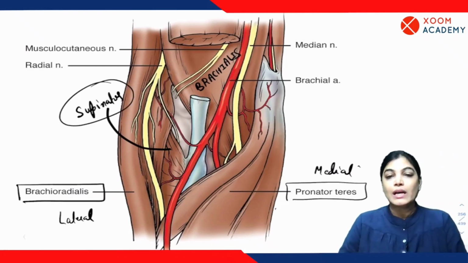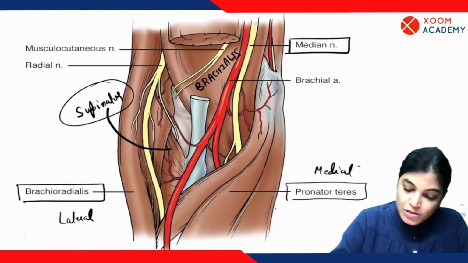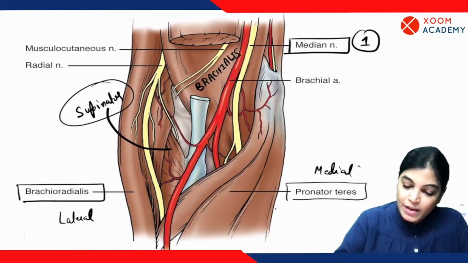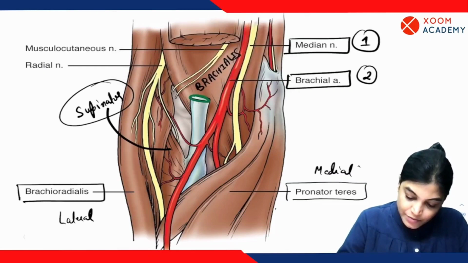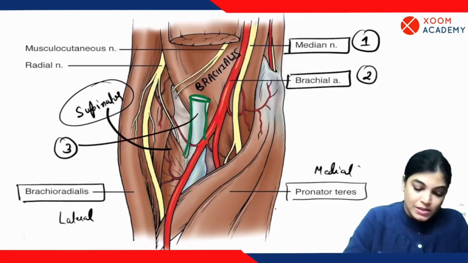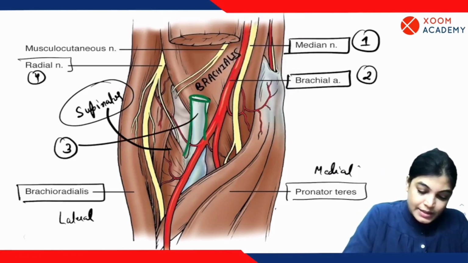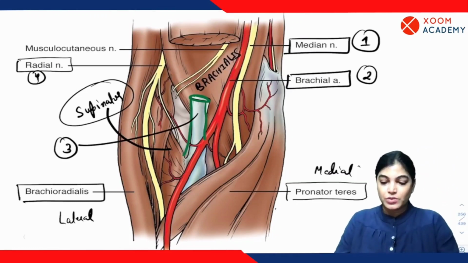Now talking about the contents, as we move from medial to lateral, the medialmost structure is the median nerve. The next structure is the brachial artery. The third structure, the tendon which you are seeing, is the tendon of biceps brachii muscle. And the fourth structure is the radial nerve. So these are the four contents of cubital fossa.